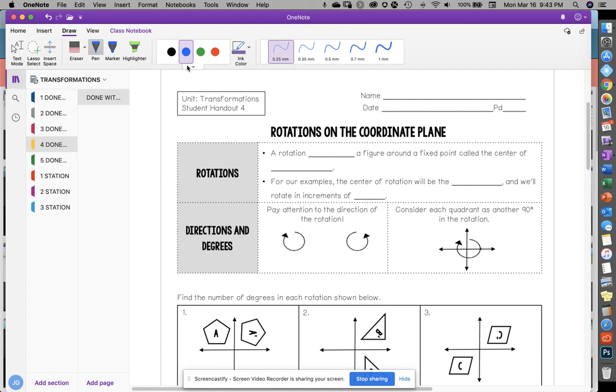So this is a Done With teacher on rotations on a coordinate plane. If you remember, rotations means that we're just turning an image, kind of like a wheel. So we have some notes to fill in here. A rotation turns, as we just said, a figure around a fixed point called the center of the rotation.